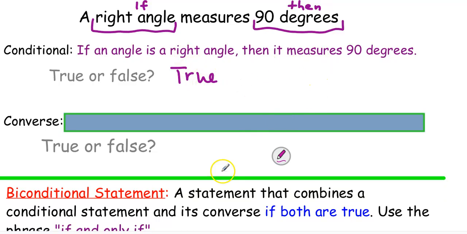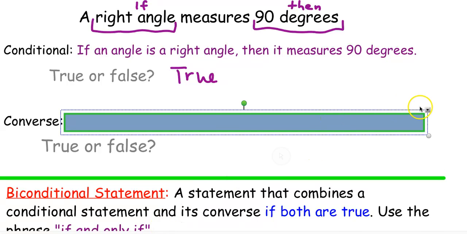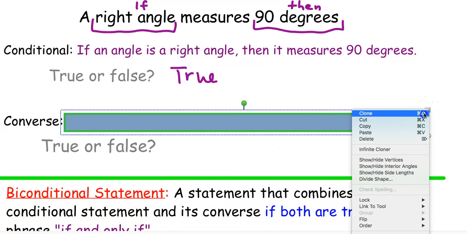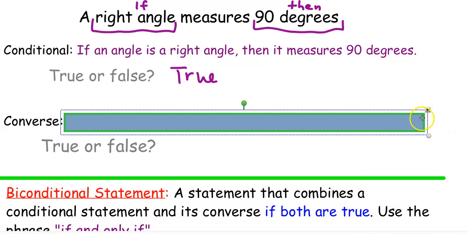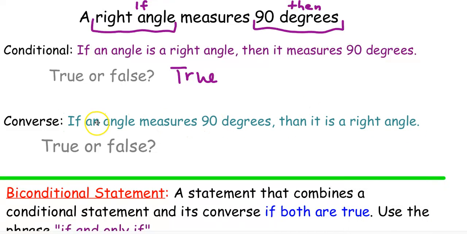Now, the converse, and we would say this is true, the converse is when we just switch the two. There's no nots in the converse, so it's going to be really important that we work on remembering that. The converse of this statement would say, if an angle measures 90 degrees, then it is a right angle. And we would also say that is true.